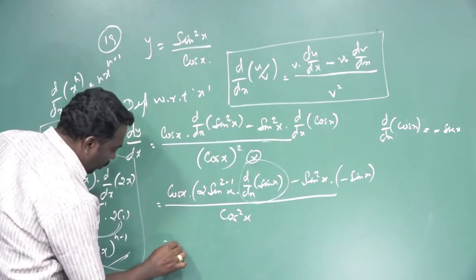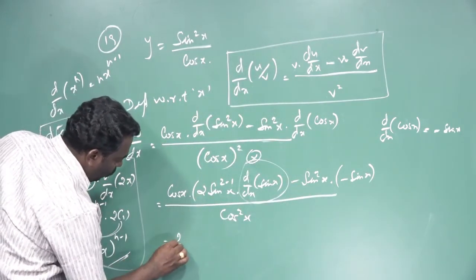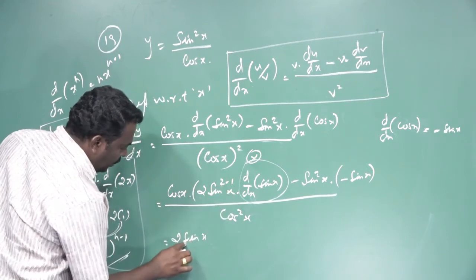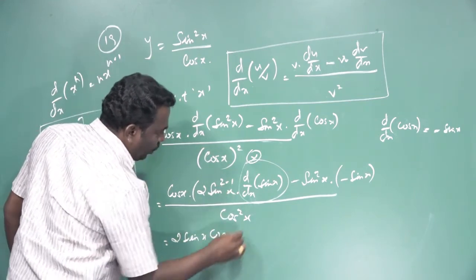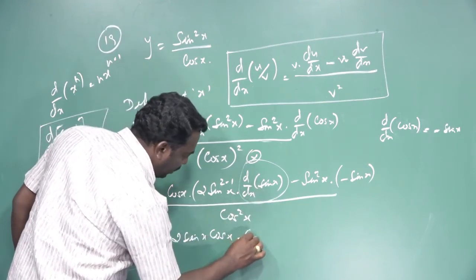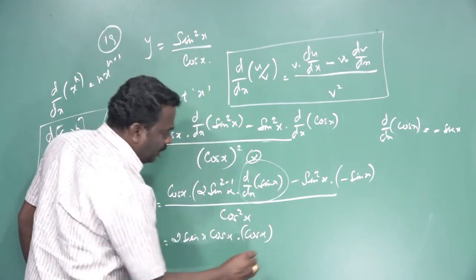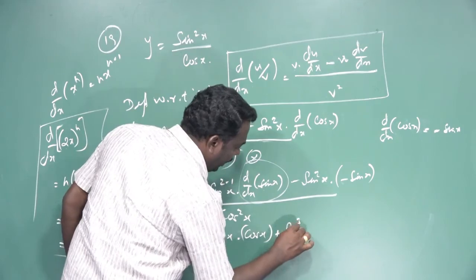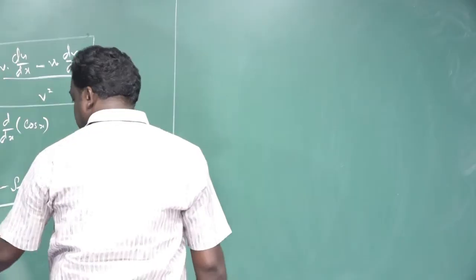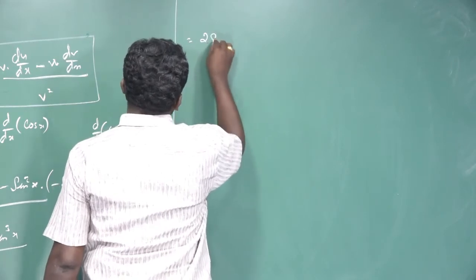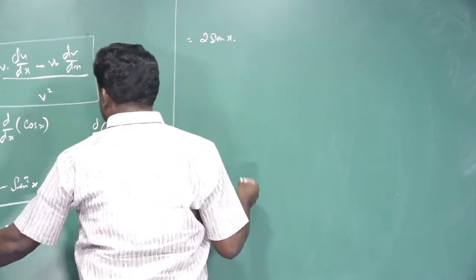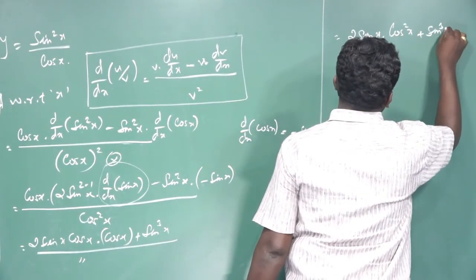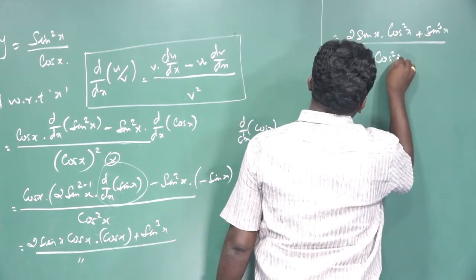Now simplification, that is equal to 2 times sin x, because 2 minus 1 is called 1, sin x into cos x, into the differentiation with respect to x, sin x becomes cos x. Differentiation of sin becomes cos, minus minus plus sin square x into sin x becomes sin cube x, by the same denominator. Next, multiplying, that is equal to 2 into sin x into cos x into cos square x, plus sin cube x, by cos square x denominator.